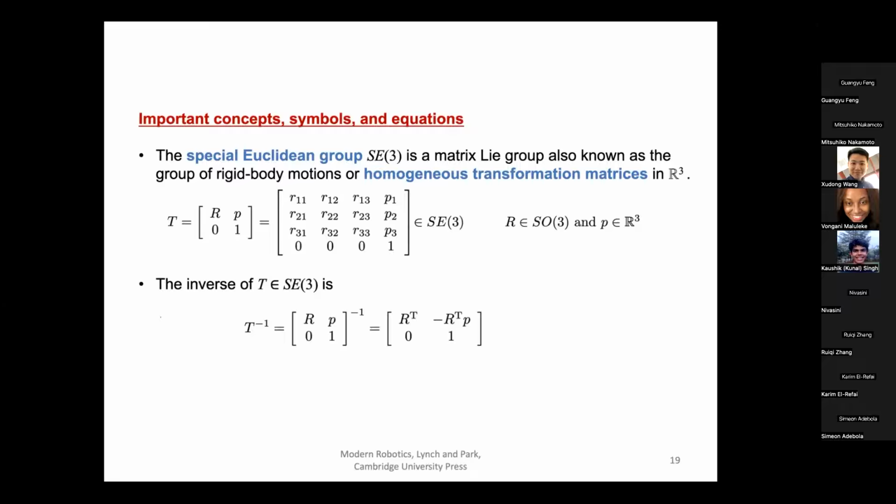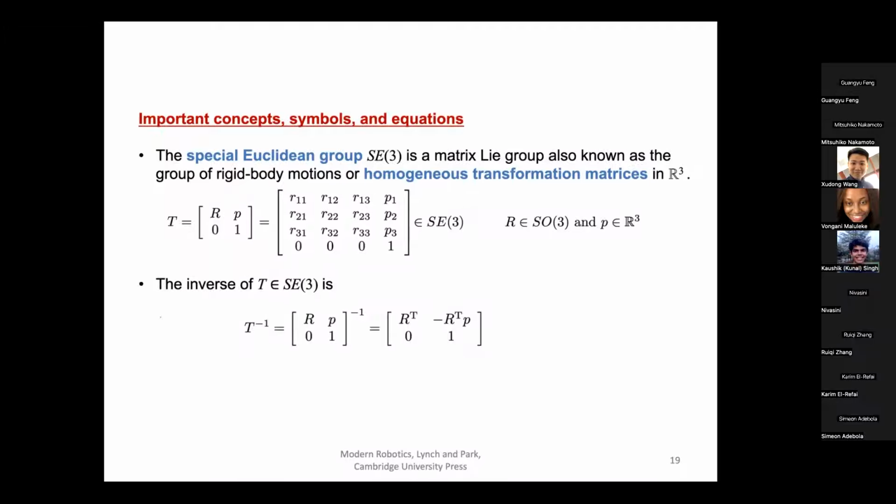So SE3, and so what is SE2? It's the 2-dimensional Euclidean movements. How many degrees of freedom are there in the 2-dimensional version, SE2? Somebody? So it's 3 degrees of freedom because the rotation part has 1 degree of freedom and the translation part has 2 degrees of freedom. So that's a total of 3.